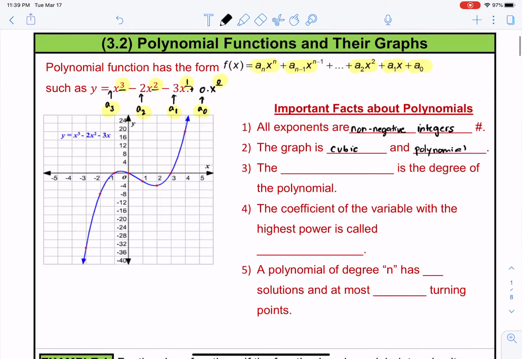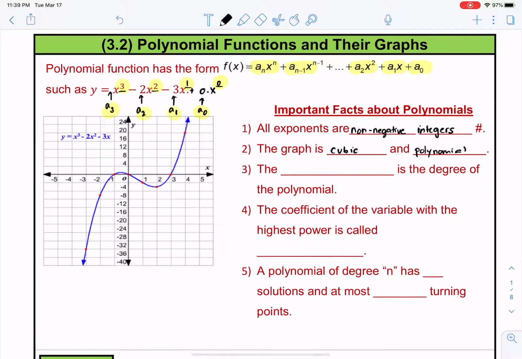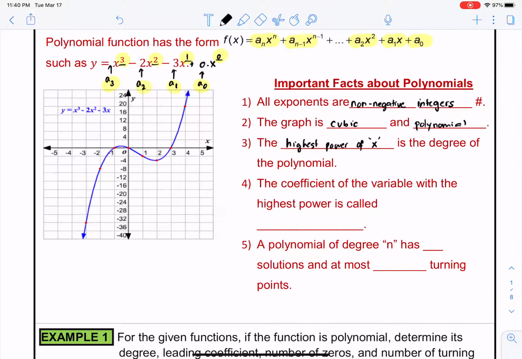The highest power of x is the degree of the polynomial. So in this example, x raised 3 minus 2x squared minus 3x plus 0 has a degree of 3, because the highest power in that polynomial is 3. So the coefficient corresponding to the term with the highest power is what we call the leading coefficient.